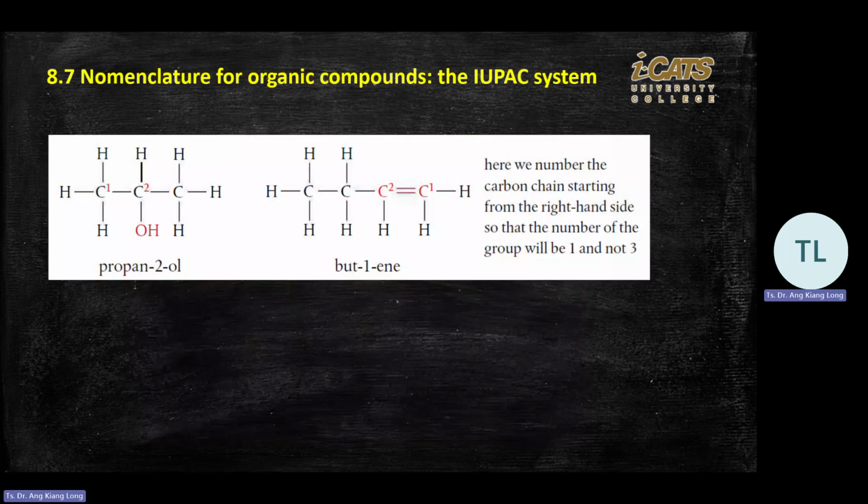Second, for example, how do you count? We number the carbon chain starting from the right-hand side so that the number of the group will be 1 and not 3. I give you an example here. So here, you count from the right hand side.